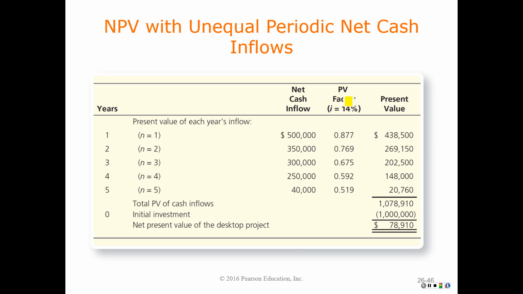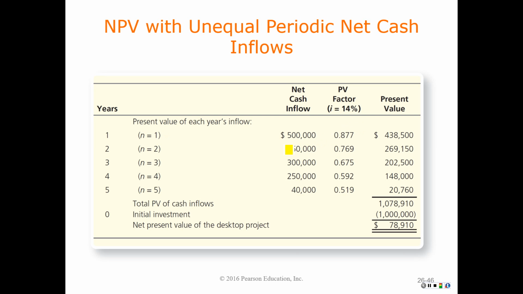So I'm using the present value table of a lump sum, and I'm going to look at the present value in year 1 of $500,000. The factor, if you were using the present value factor table and you scanned across the 14% period and the 1 year period, you would find 0.877.